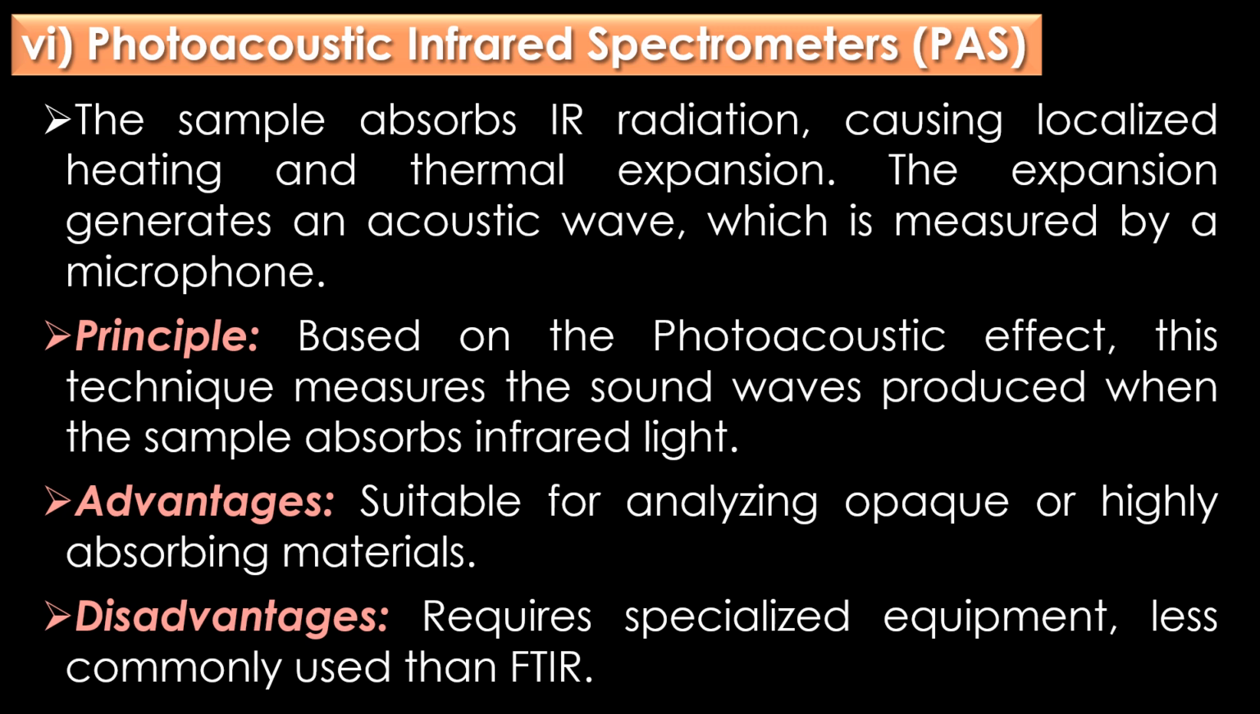The sixth type of infrared spectrometer is photoacoustic infrared spectrometers. In short form, it is called PAS. In PAS spectroscopy, the sample absorbs IR radiation, causing localized heating and thermal expansion. The expansion generates acoustic waves which are measured by a microphone. Working principle: based on the photoacoustic effect, this technique measures the sound waves produced when the sample absorbs infrared light.